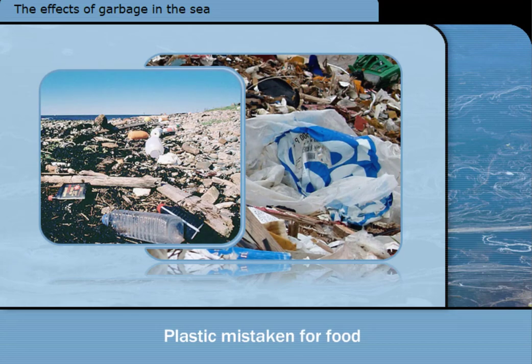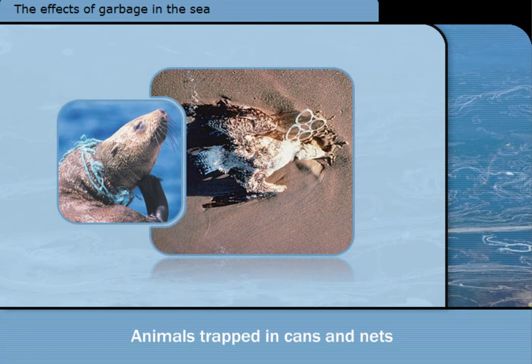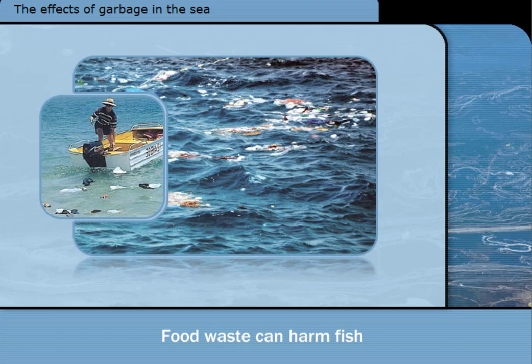Fish and marine mammals can sometimes mistake plastics for food, and can become trapped in plastic ropes, nets and bags. Other items, such as cans and small containers, can be washed up and attract the attention of birds and mammals, sometimes resulting in them being trapped and starving to death. Research has found that food waste eaten by fish may harm their health.